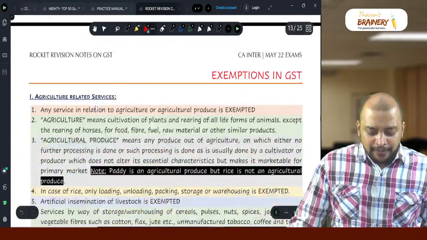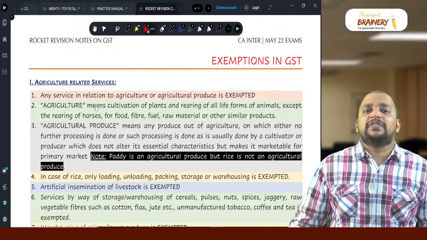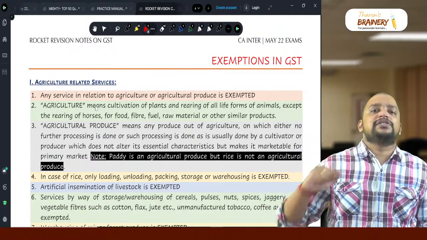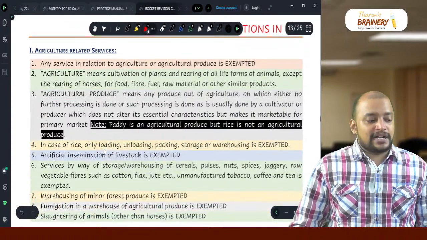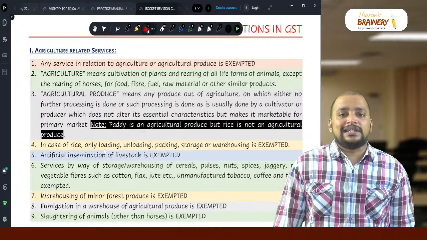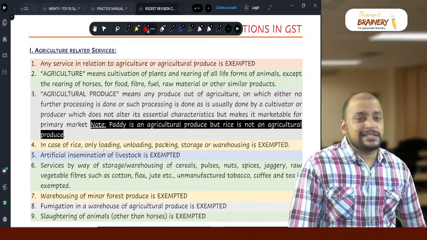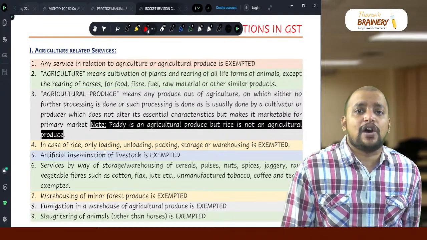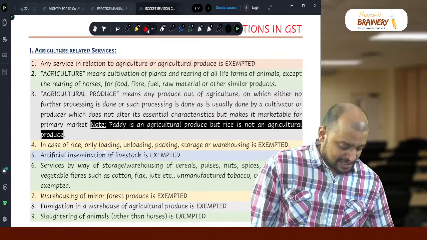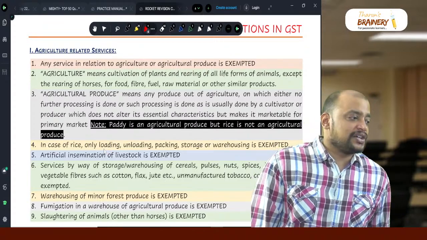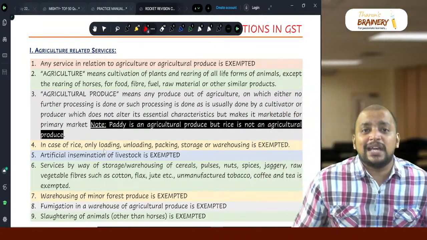Okay. Now we have the next area, exemptions. These are through notifications. So this list of exemptions you should be thorough with. In these exemptions, I am starting with agriculture related services. So what is this agriculture related services? Any service in relation to agriculture or agricultural produce is exempted. So I am providing some service. That service is in relation to agriculture or agricultural produce. So that service will be exempted here.